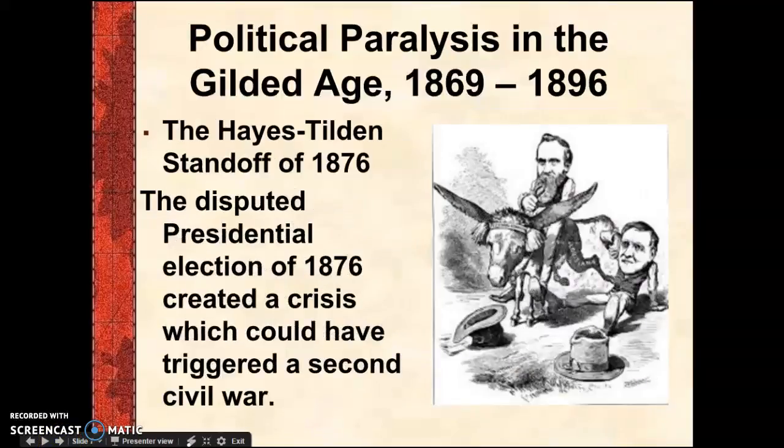Next slide. The next section is entitled The Hayes-Tilden Standoff of 1876. The disputed presidential election of 1876 created a crisis which could have triggered a second civil war. The 1876 election is one of, if not the closest elections in American history. And after a lot of turmoil and infighting and a long process, a candidate came out of nowhere, and his name was Rutherford B. Hayes. You see him riding a horse. He was given a nickname of the Dark Horse Candidate, and that term has entered our language. A dark horse is somebody that comes out of nowhere and wins, and that was certainly true of Hayes.